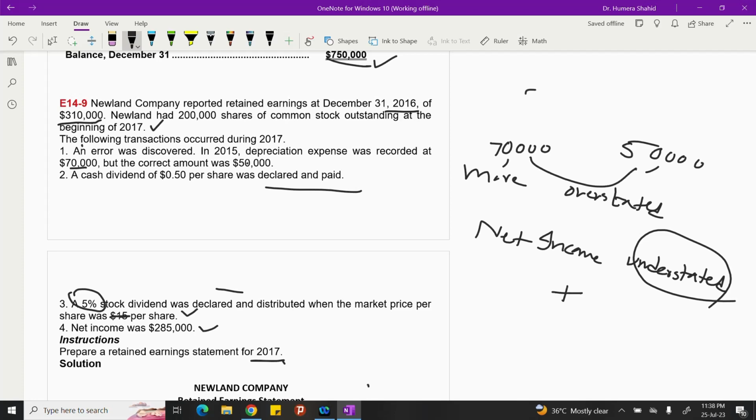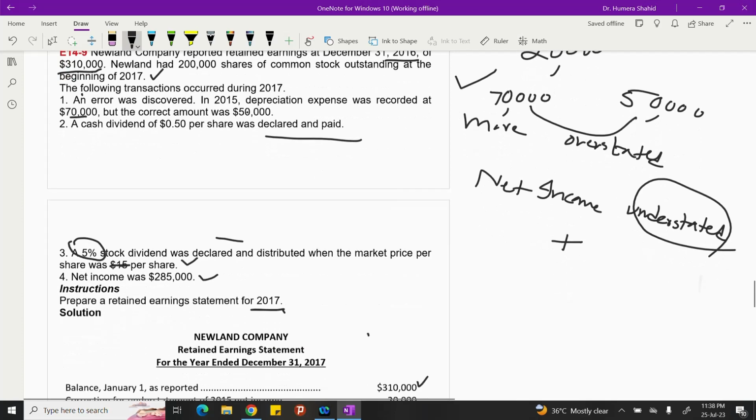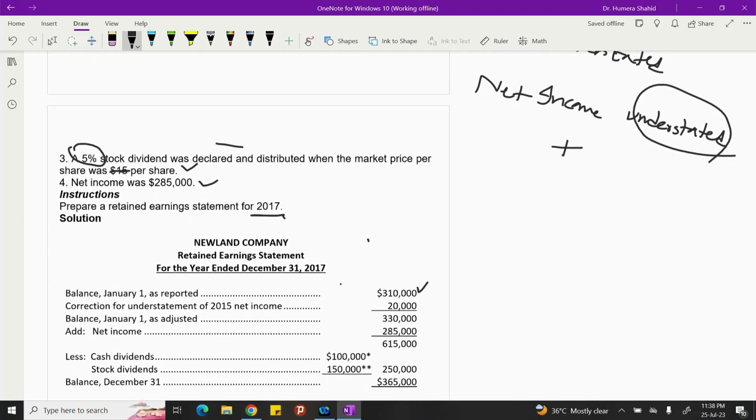How much difference? 20,000, it was recorded more. So now let's add it back because net income was less by 20,000. So I'm going to add correction for the understatement of 2015 net income, that is 20,000. So balance as adjusted becomes 330,000. We have net income of 285,000, so that comes up to 615,000.